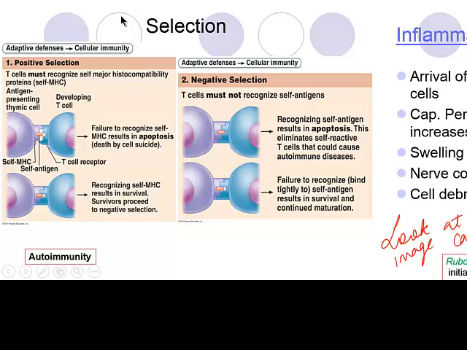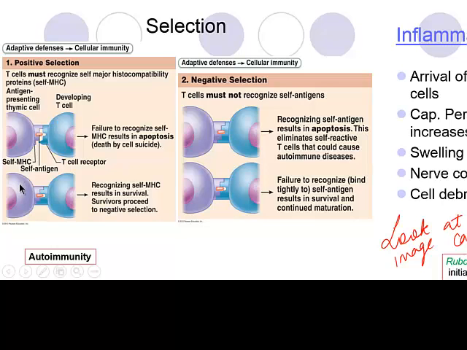So if you look at this picture here, notice the T cells get trained. Here's an antigen presenting cell which has its MHC protein, which belongs to the same person itself, so it's called a self MHC protein. If a T lymphocyte is not up to the mark and fails to recognize the self MHC protein, it will be killed off. That is known as apoptosis, which is cell suicide.